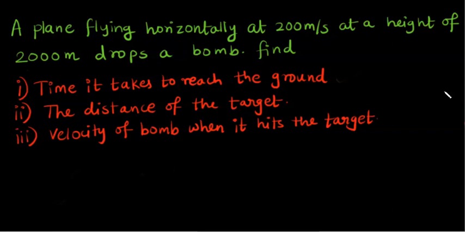Hello everyone. In this session, we are going to talk about this question. A plane flying horizontally at 200 meter per second at a height of 2000 meter drops a bomb. Find the time it takes to reach the ground, the distance of the target, and the velocity of the bomb when it hits the target.